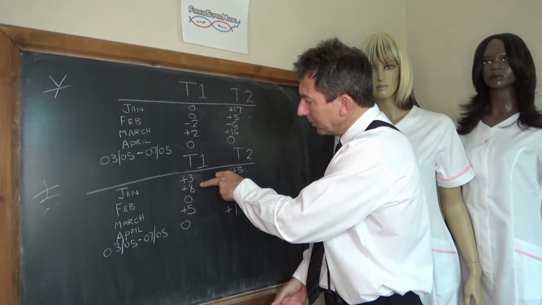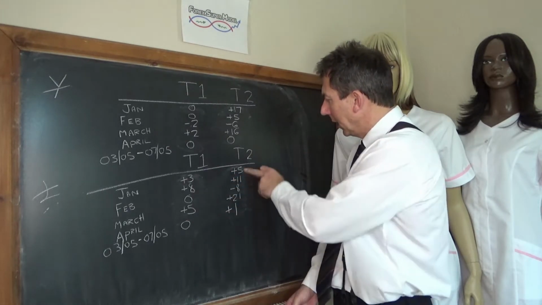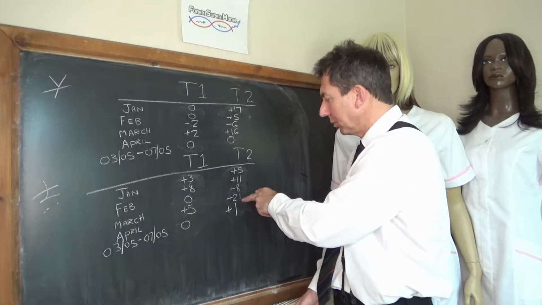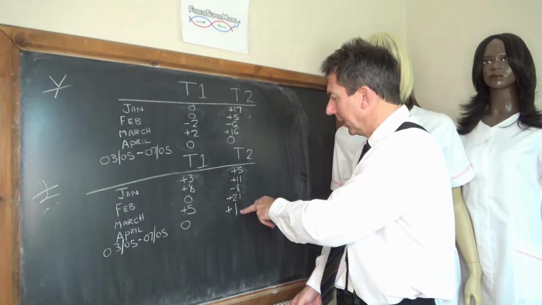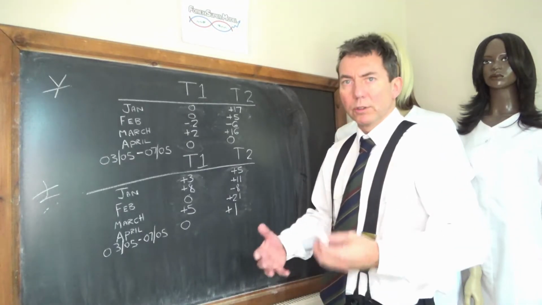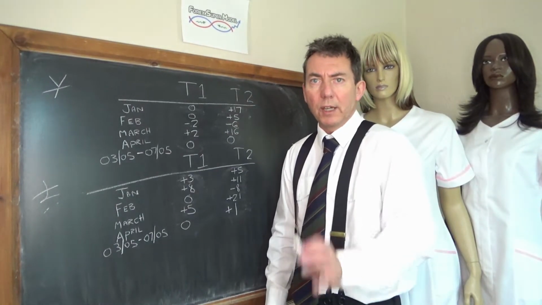GBP then, Tier 1, +3, +8, 0, +5, 0, and Tier 2, +5, +11, -8, +21. So April was very strong for Tier 2 GBP, and +1. So we're nudging into positive, and we've had basically a positive overview for GBP data. So stop it there. Next two.